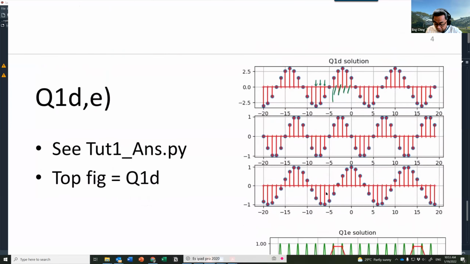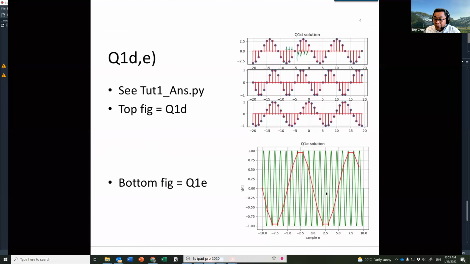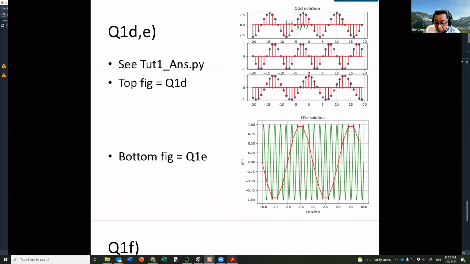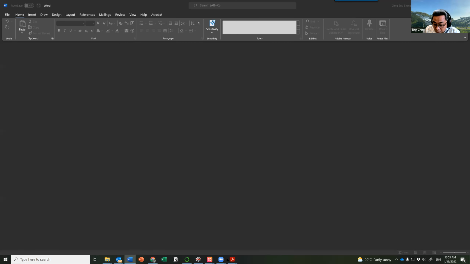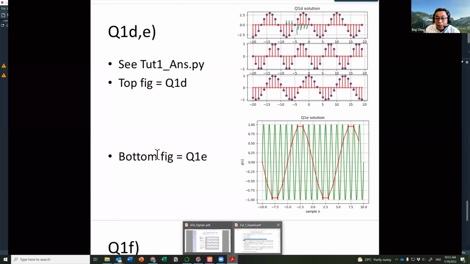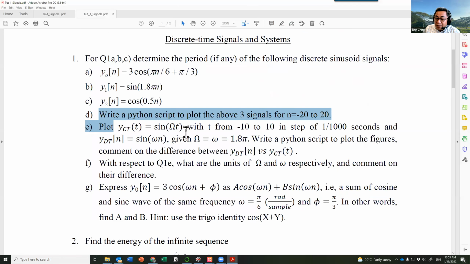Now let us see question 1E. Question 1E is a very interesting question. Let's see the question first. In question 1E, I'm given x(t), a continuous-time signal, and I'm asking you to plot from t equals -10 to 10. And I'm also asking you to plot for me y[n]. These two things look identical. Of course, the only difference is that t is continuous and n is an integer.